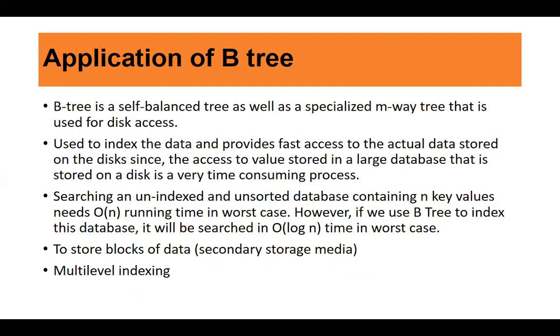Searching an unindexed and unsorted database containing n key values needs big O of n running time, because it is a linear search in the worst case. However, if we use a B-tree to index this database, it will be searched in big O log n time in the worst case. See the amount of time is reduced in searching, right? Now, the application is what? To store the blocks of data, that is secondary storage media, and for multi-level indexing. I hope the concept is clear.